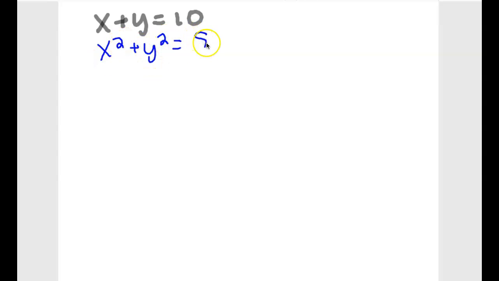So it says find two numbers whose sum is 10. So that means that our equation is x plus y equals 10. So I need to find two numbers whose sum is 10, for which the sum of their squares is a minimum. So then we also have x squared plus y squared equals some number that we don't know, but the number that we don't know, we need to be a min.